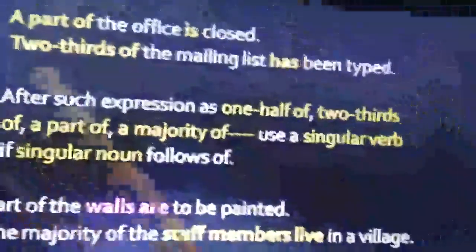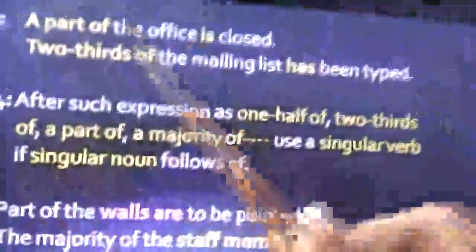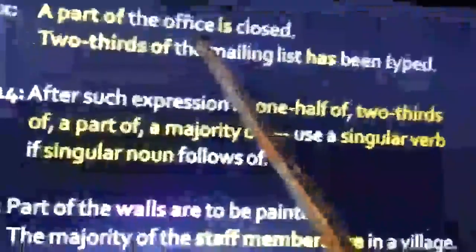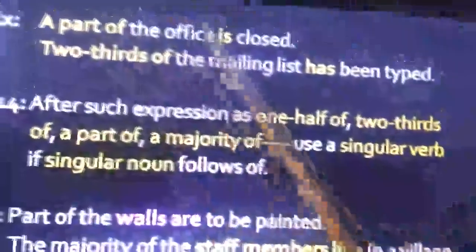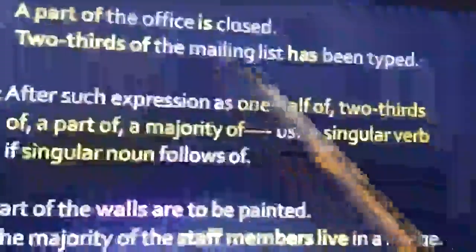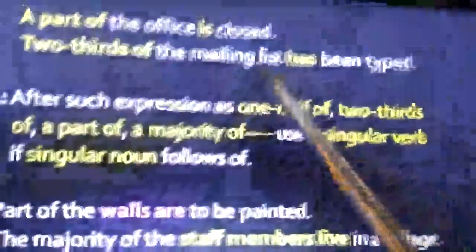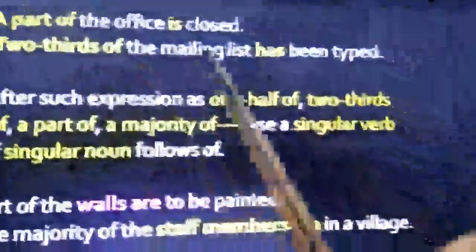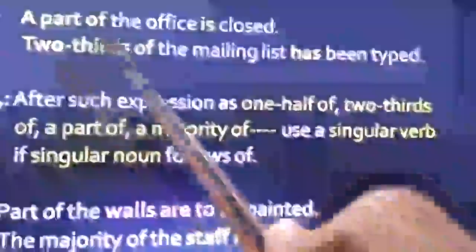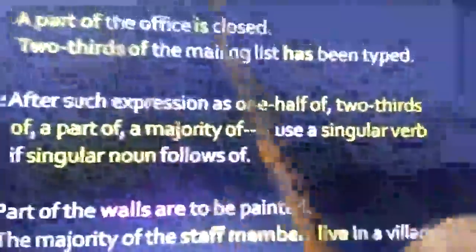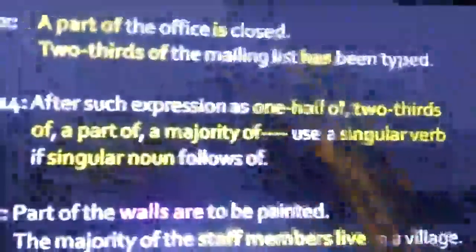See here, after these expressions, the noun that follows is also singular. A part of the office. Office is a singular noun. 2/3 of the mailing list. List is a singular noun. So as these expressions are followed by singular nouns, we are using a singular verb here.